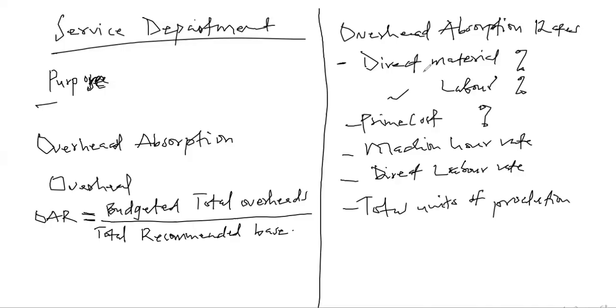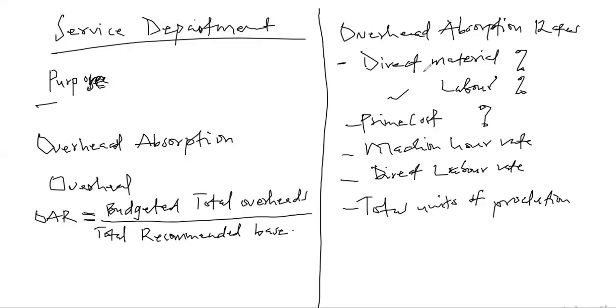So in some of the questions, you need the OAR to solve your question. That is where you need to find your overhead absorption rate. And for you to get your overhead absorption rate, it is your budgeted total overheads divided by the total recommended base.